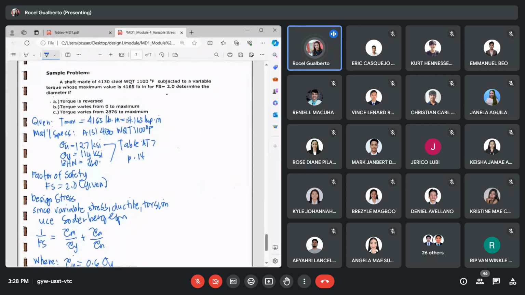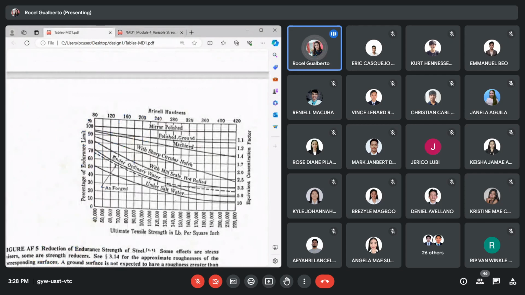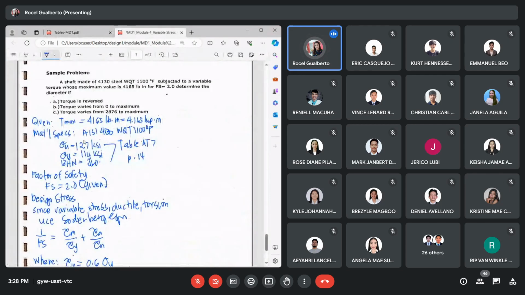So, saan po natin makuha yung surface factor? You use figure AF5. Okay? So, you go to figure AF5. Okay? So, kailangan po natin doon is the value of your sigma u. Okay? So, tingnan po natin. Yan. This is figure AF5. Ano po yung sigma u po natin? Sigma u is 127. Okay?